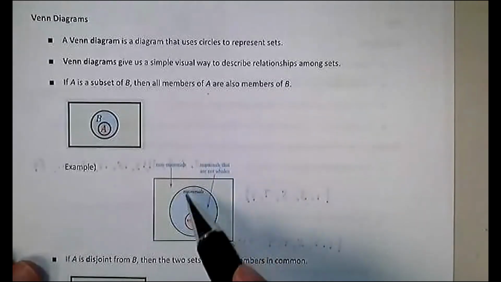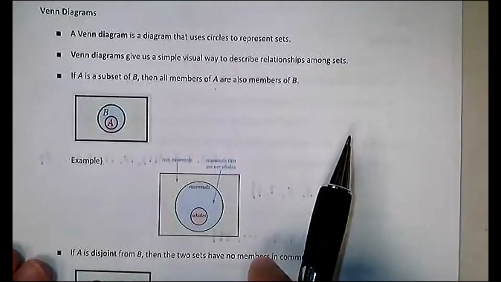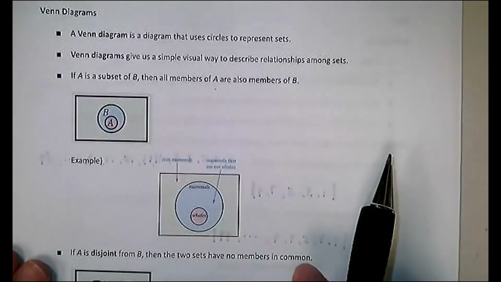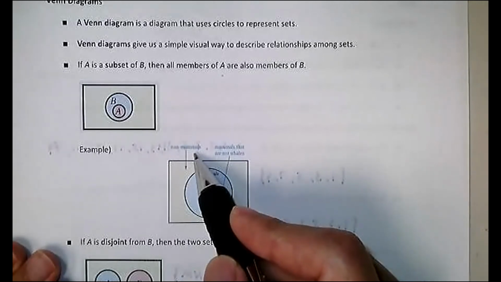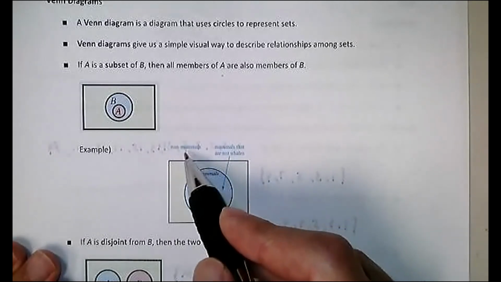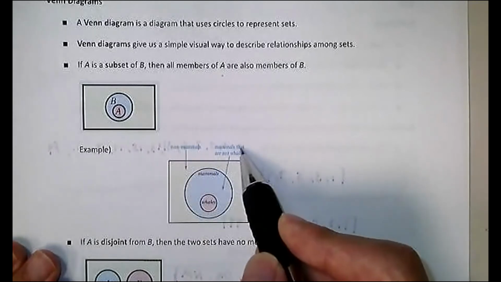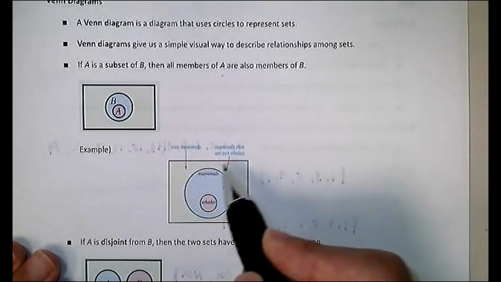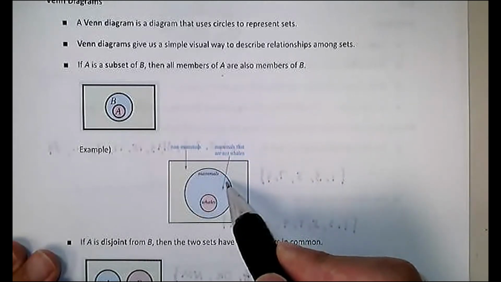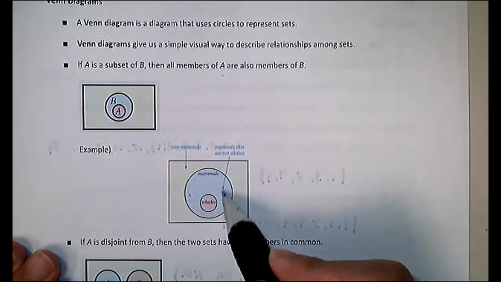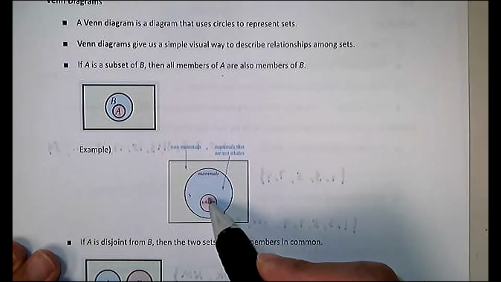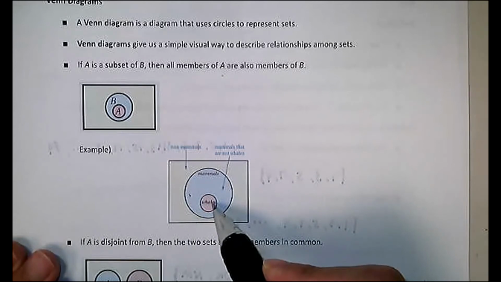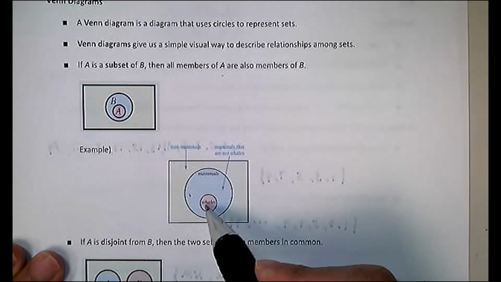So here's a more concrete example. My document camera does not see those letters very clearly, so I'll just tell you, this is non-mammals, these are mammals that are not whales. You see a big circle to represent mammals, and you also see a small circle representing whales. So let me ask you this question: are whales mammals?